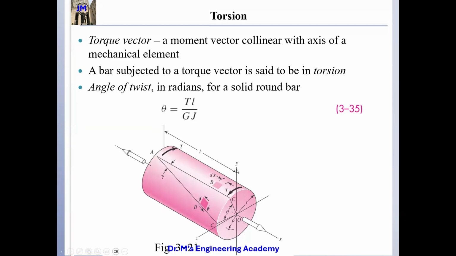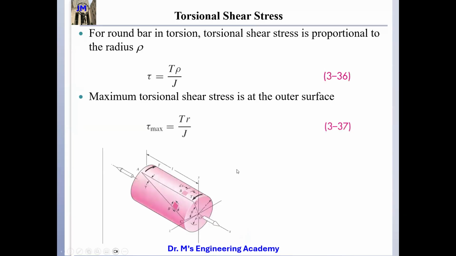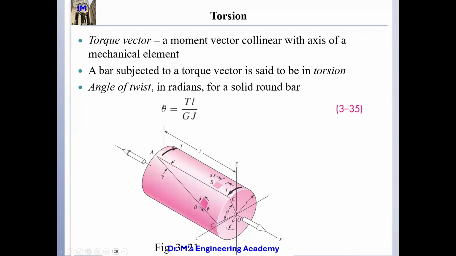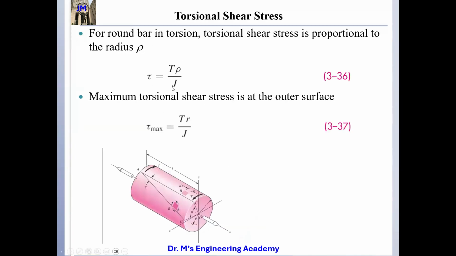Questions? No question? Then this is theta. If we have a load, a torque, we know how to calculate the twisting angle. And then how can we calculate the shear stress tau? This equals the torque multiplied by rho divided by J, where rho is the distance between the point of interest and the center of the cross section.